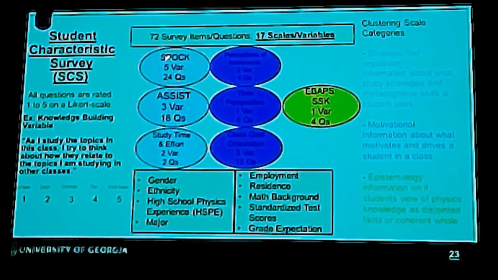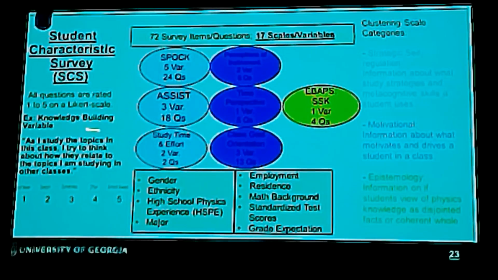It measures 5 variables, and these colors should match here. These surveys probe strategic self-regulatory information, so what strategies students are taking and what metacognitive techniques they're using in the classroom. These 3 surveys cover those. The SPOC has 5 variables covered in it, spanning 24 questions. There's not an even number of questions per variable, but it totals 24. To get a value for a variable for a student, we take the 5 questions we ask, at least initially in this first phase, that cover this idea of knowledge building, and we average over those 5, answered on a Likert scale from 1 to 5, and we get some rating of knowledge building per individual.